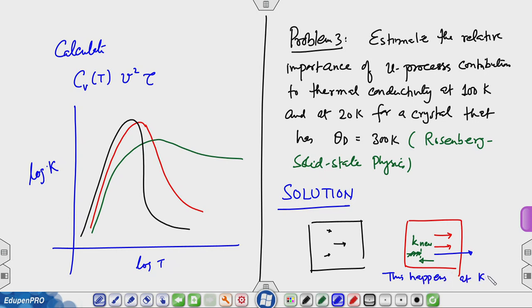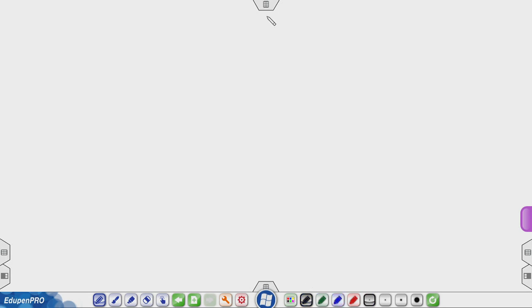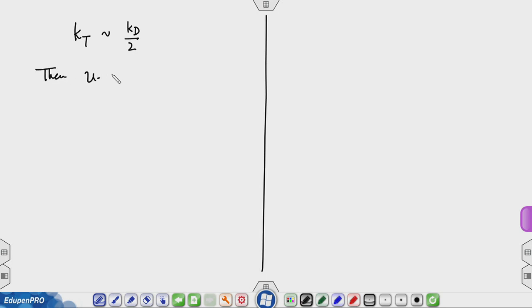at K roughly equals K divided by 2, because that's when the two K's will combine to take the K outside the Brillouin zone. Kd, or theta d, is my scale of temperature, or scale of the size of the Brillouin zone in these problems. So you want K at that temperature to be roughly equal to Kd by 2. And then U processes set in.